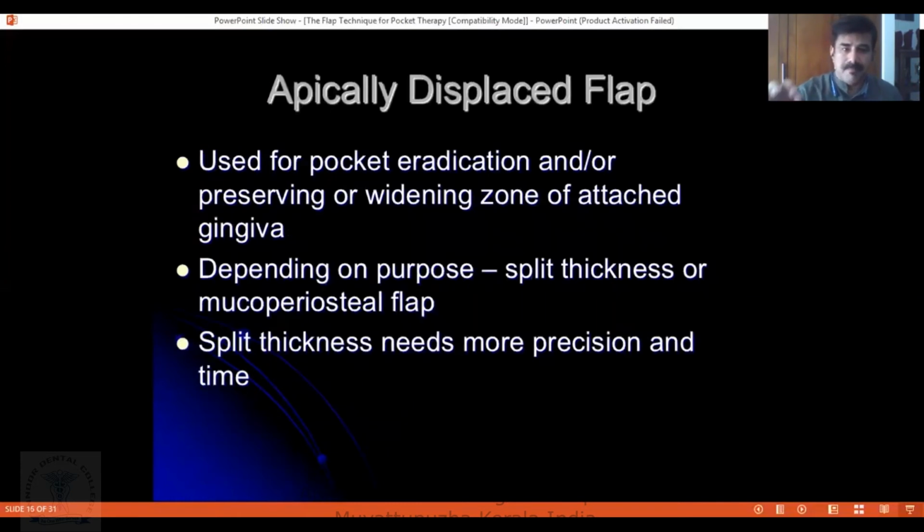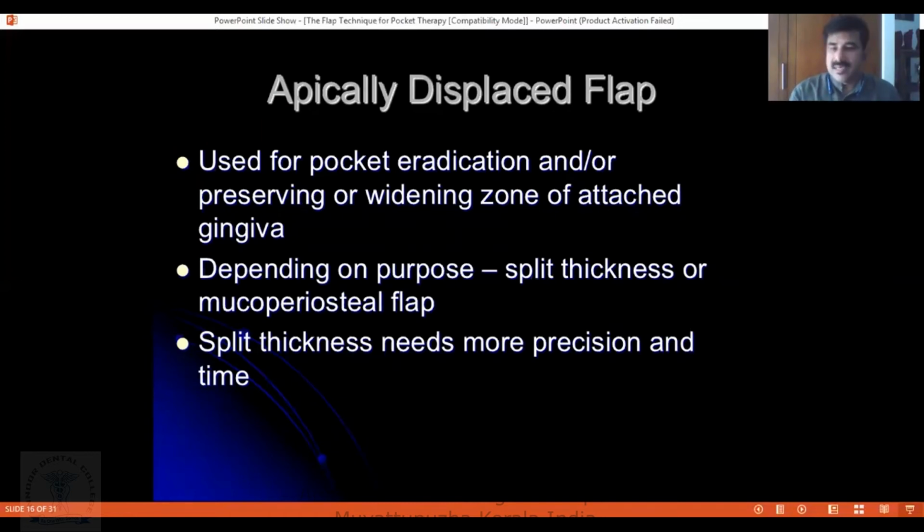Palatal aspect. The third type of flap is known as an apically displaced flap. As the name suggests, it is the whole of the gingiva that you are apically displacing. Suppose you have a 5 mm pocket, so you reflect the flap in such a way that you displace it at the junction between the bone and the tooth. So you are completely eliminating the pocket by means of an apically displaced flap.